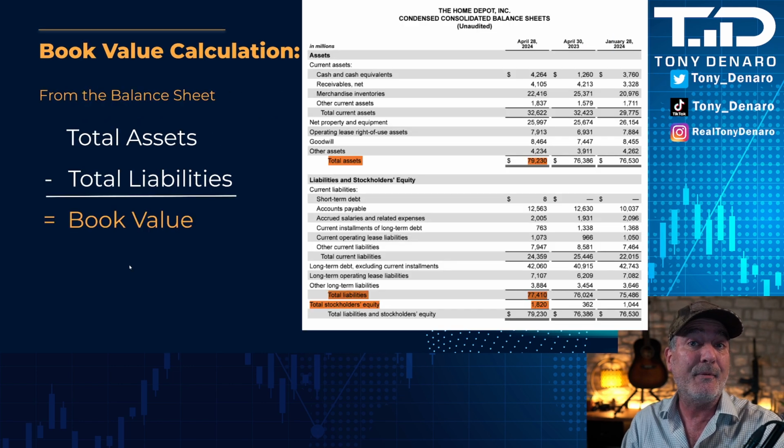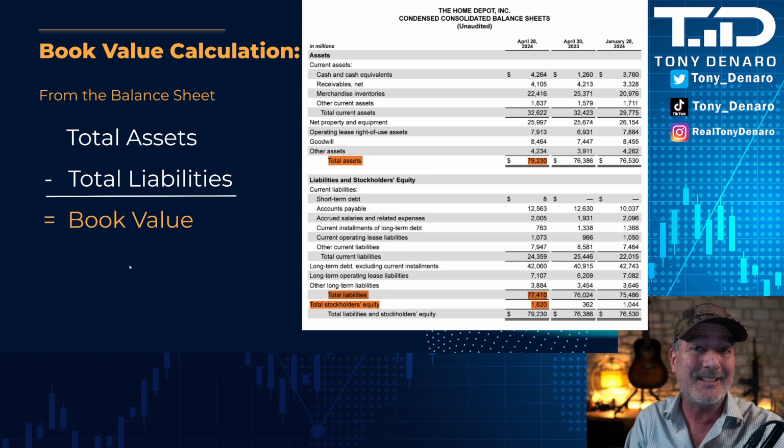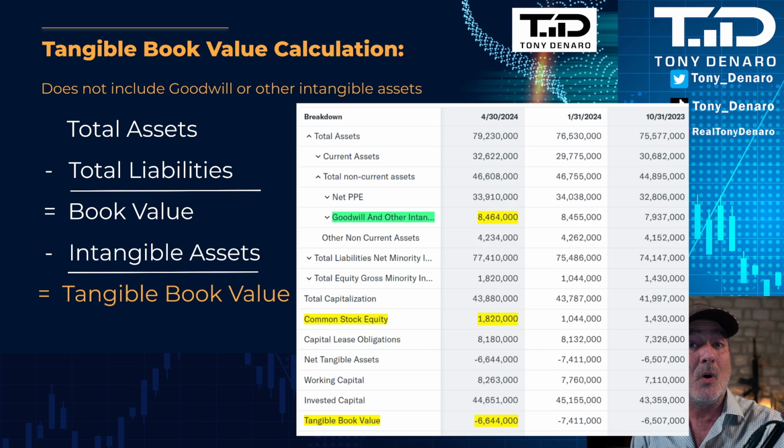Book value is very easy to calculate. You just go to the balance sheet, take your total assets, and subtract the total liabilities, and that is your book value. On the balance sheet, you will see it notated as shareholders' equity. There is one other book value to know about, and that is tangible book value, which is the same definition, but we subtract out any intangibles on the balance sheet, like goodwill. Subtract out those intangibles and you get your tangible book value.